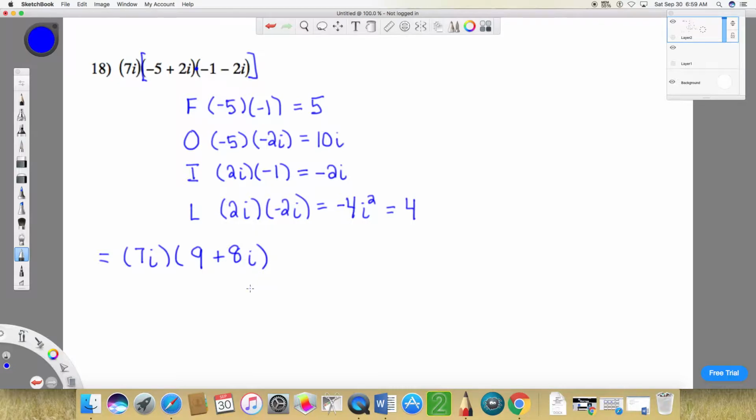So now, since we have just a single factor times the binomial, we don't necessarily write out any kind of expression or any kind of a table. We just simply distribute to each term. So 7i multiplies the first term, and the first term is 9. And then the multiplication distributes over the addition, and the 7i multiplies the second term, which is 8i.